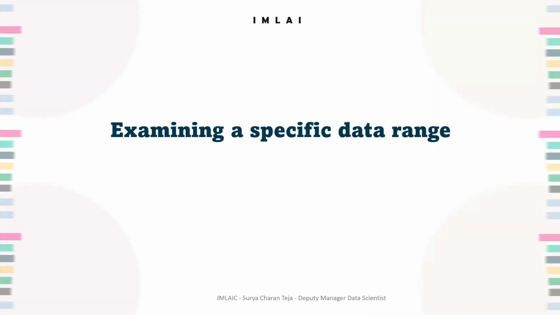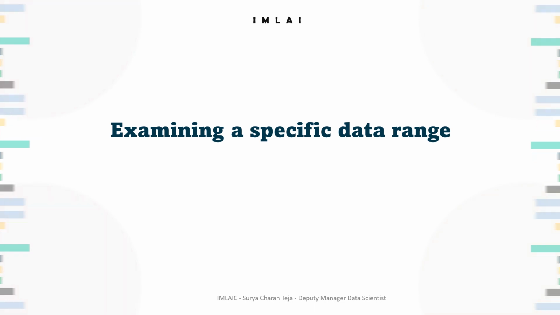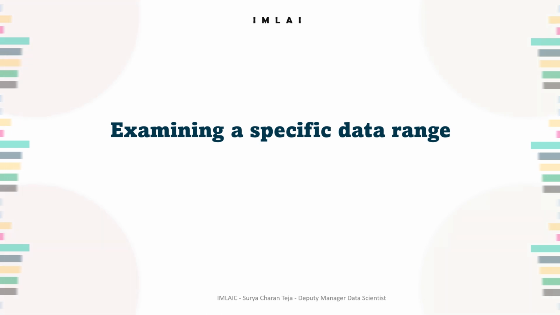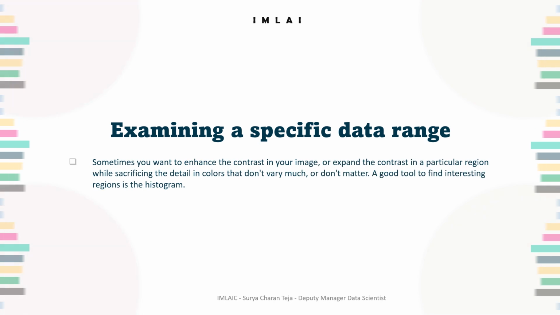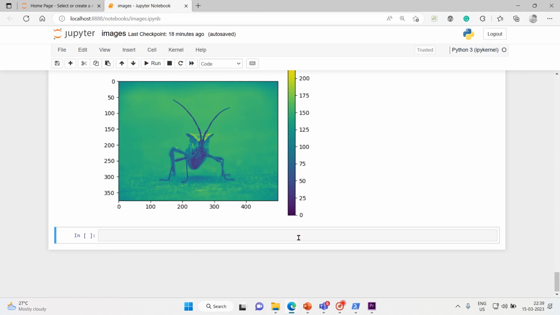So now let's examine a specific data range. Sometimes you want to enhance the contrast in your image or expand the contrast in a particular region while sacrificing the detail in colors that don't vary much or don't matter. So a good tool to find interesting regions is the histogram. To create a histogram of our image data, we are going to use the hist method or hist function. So let me type: examining a specific data range.